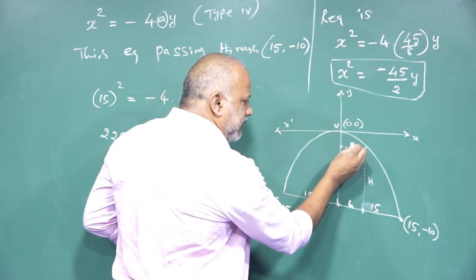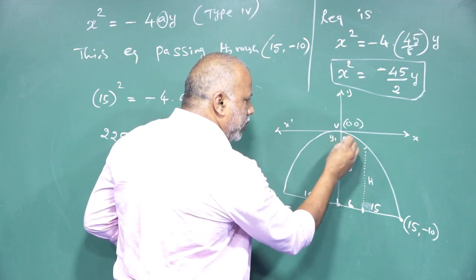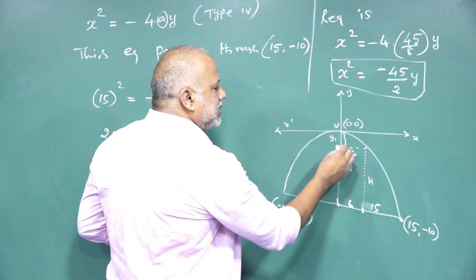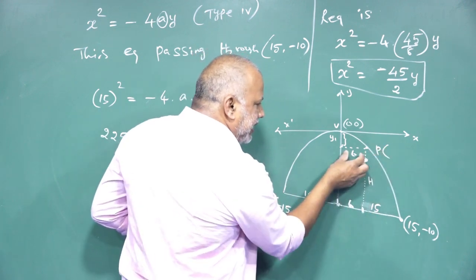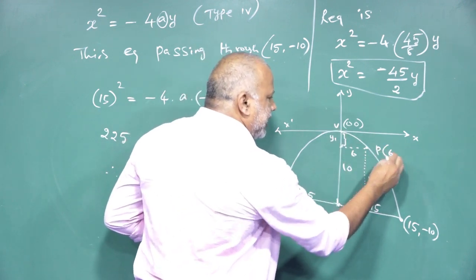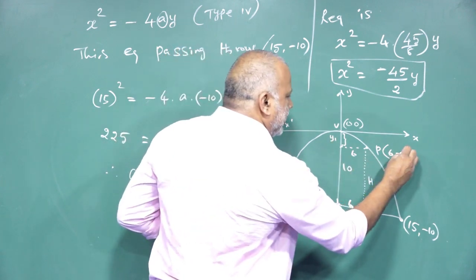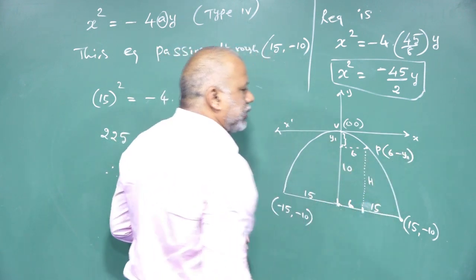From the vertex to this point the value is unknown. Say this is y1. Therefore, I can select this point with x coordinate and y coordinate. Here the x coordinate is 6, the y coordinate is unknown, say minus y1.